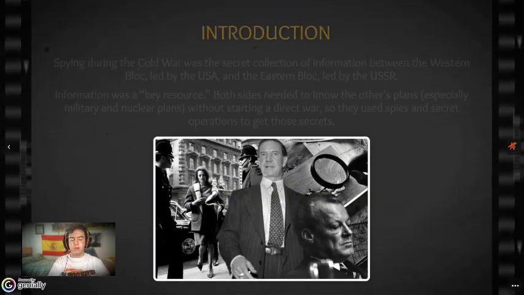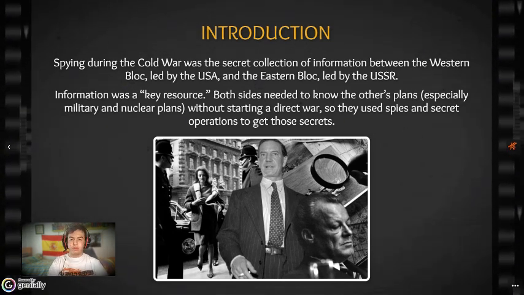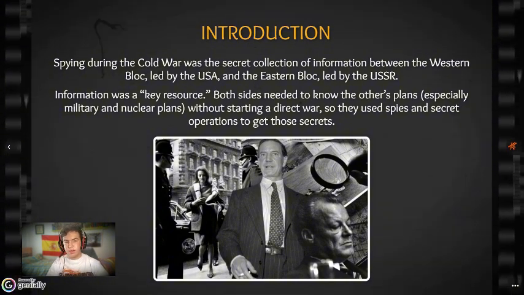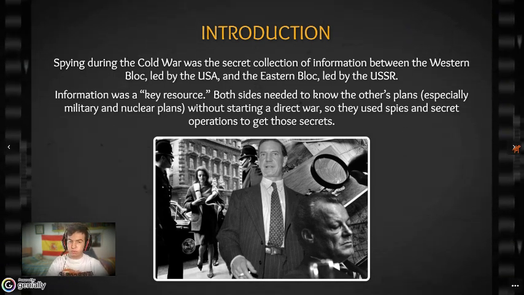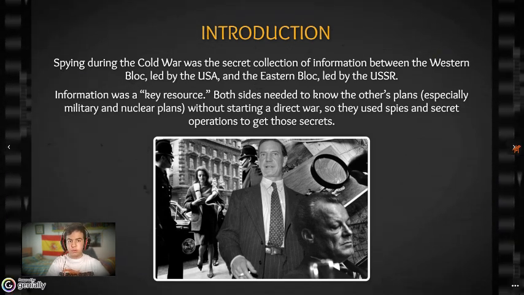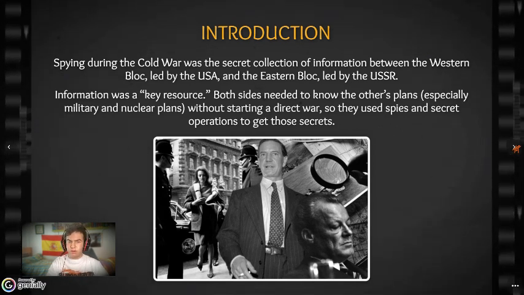We start with a little bit of introduction. Espionage during the Cold War was a secret collection of information between the Western Bloc led by the USA and the Eastern Bloc led by the USSR, the Russians. Information was a key source. Both sides needed to know the other's plans, especially military and nuclear plans, without starting a direct war, so they used spies and secret operations to get those secrets.